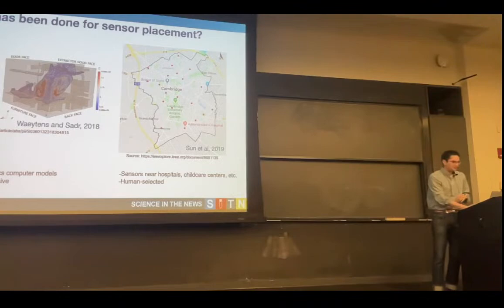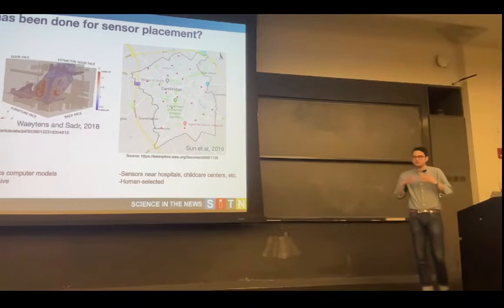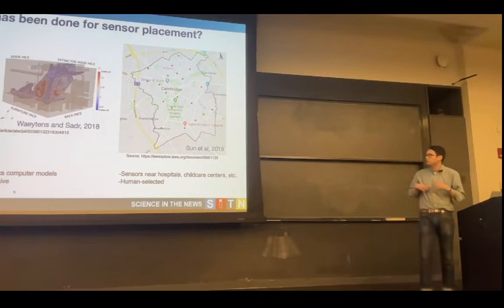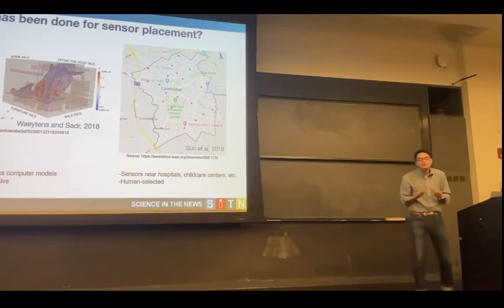You basically have to solve a million different kinds of math equations to run these models, and doing so over the entire United States is just way too difficult. On the right is a sensor network that was designed with Cambridge in the UK. So this is putting sensors in locations of interest, of vulnerable areas. So put a sensor next to a hospital, next to an elderly care home or a kindergarten. This is really well-intentioned, but we know that when we have this human-selected component of these networks, we can often incur these biases, even if we don't want to.